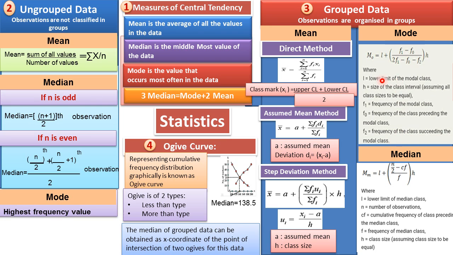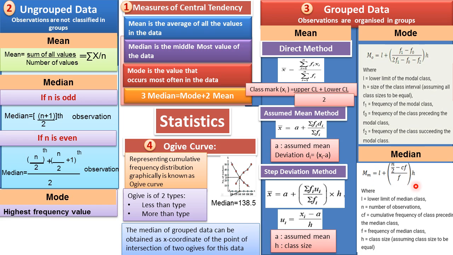Once the data is arranged, first, what is the modal class? For the modal class, we have to find the highest frequency, and the lower limit of that class gives us L, and the frequency of that modal class is f1. The frequency of the class preceding the modal class is f0, and the frequency of the class succeeding the modal class is f2. By substituting in this formula, we will be able to find the value of the mode for grouped data.